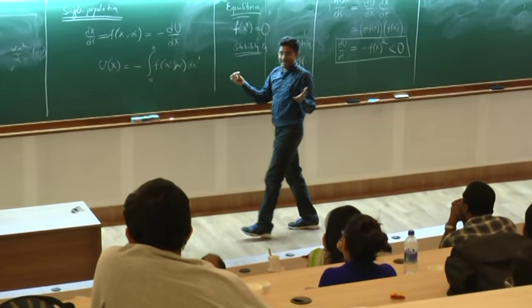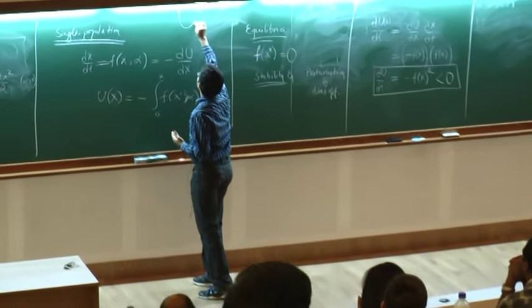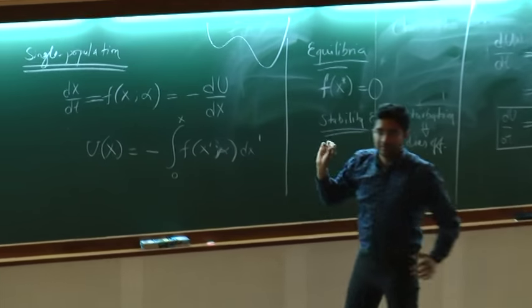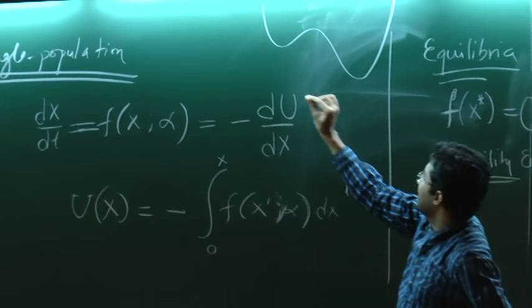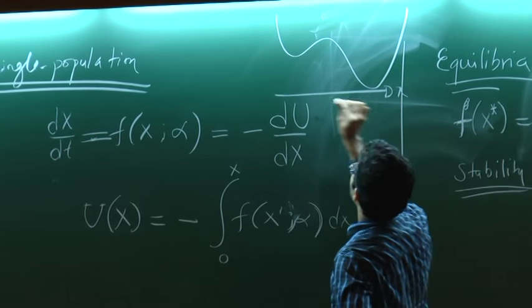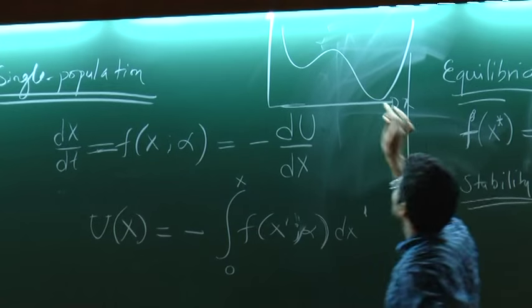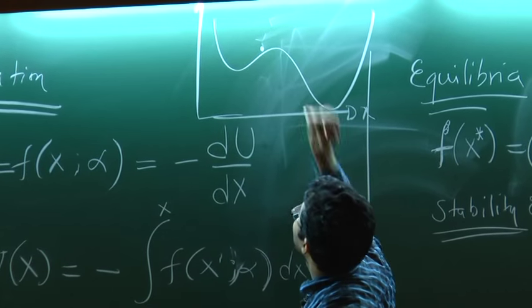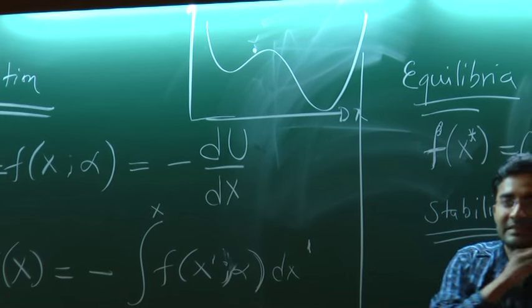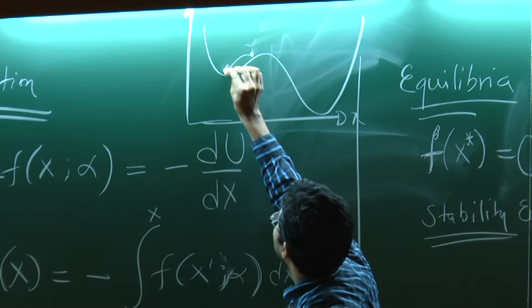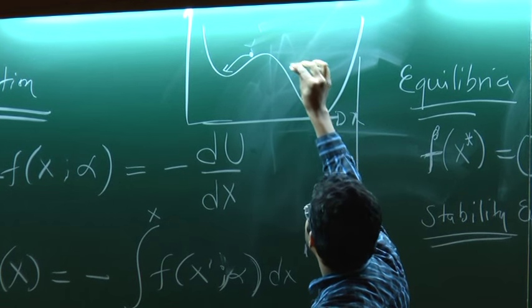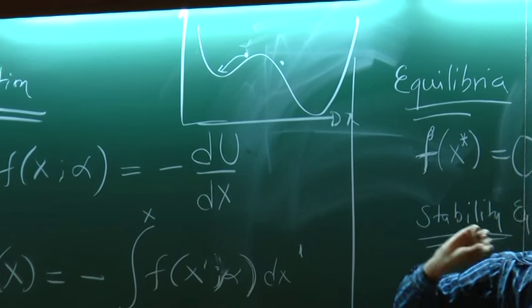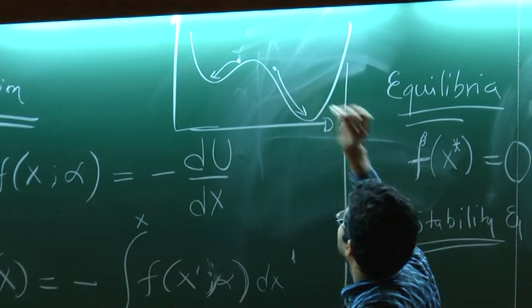So hypothetically, imagine that the u looks like this, as a function of x. Just hypothetically imagine a u looks like this. Then imagine that I start the system somewhere here. Where will this go? It will go here, right? Imagine I start the system somewhere here. Where will this go? It will go here. Okay.